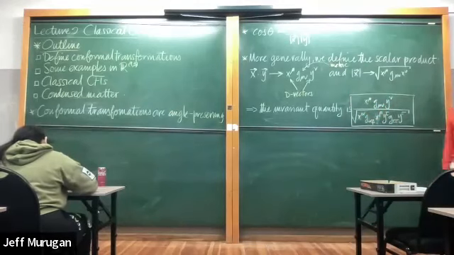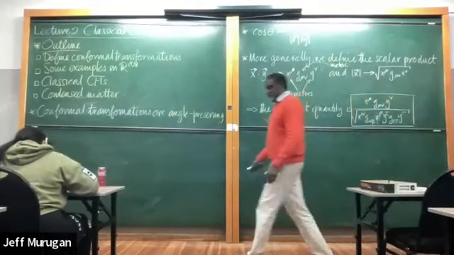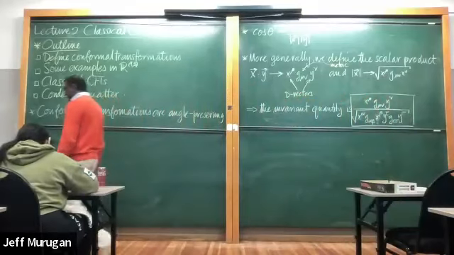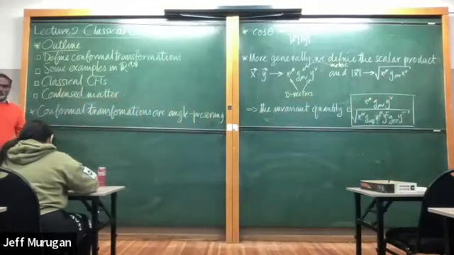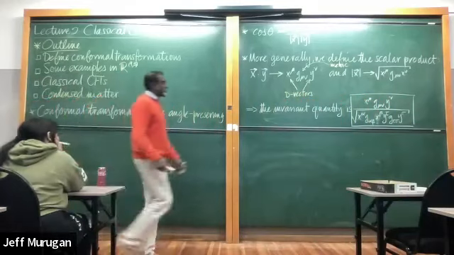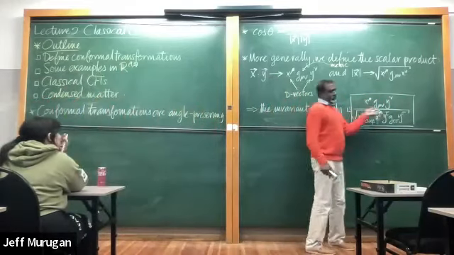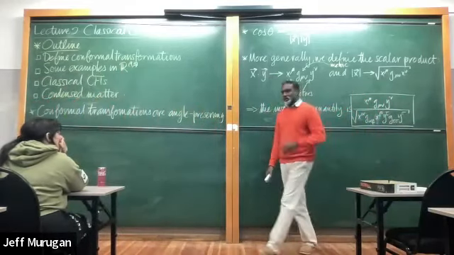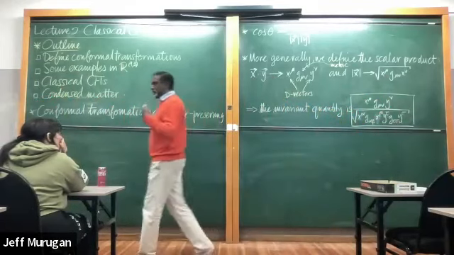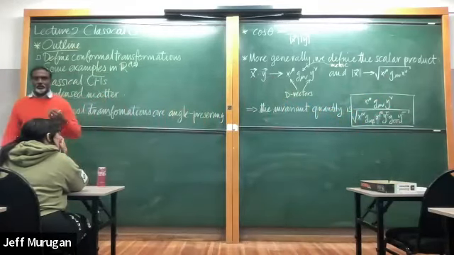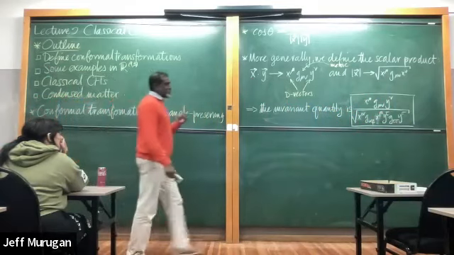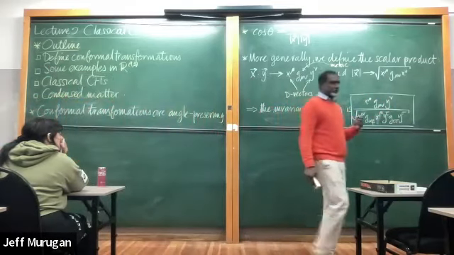In other words, I have some space in which the dot product is defined. I make a coordinate transformation on the vector space. And I look at this quantity here and I ask, does that coordinate transformation leave that quantity invariant? If it leaves that quantity invariant, then that coordinate transformation is a conformal transformation. Okay.